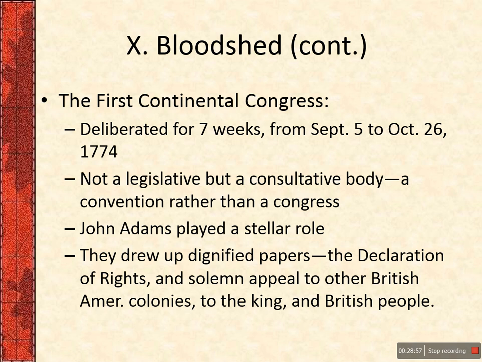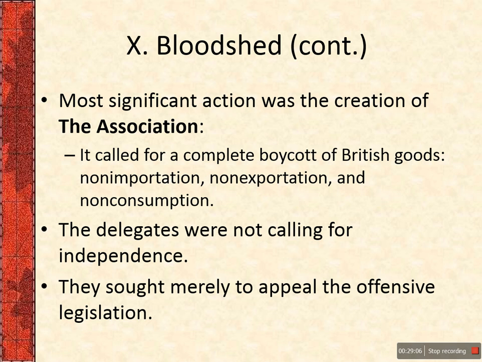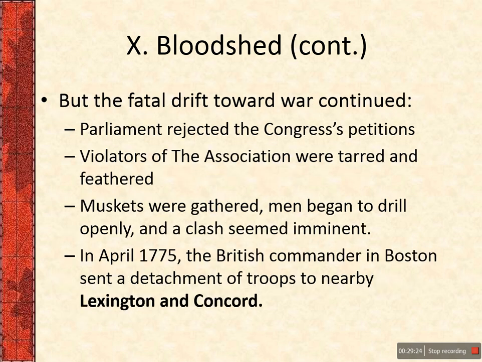They appeal to the king with an Olive Branch Petition, hoping to avoid any real conflict, but obviously to have the Intolerable Acts and the Boston Port Act lifted on Boston. They did call for the Association, which called for a boycott of all British goods, including not only importing, but exporting and non-consumption. So no use in any way of British goods, no trading with Britain in any way. Parliament and the king rejected the Olive Branch Petition.